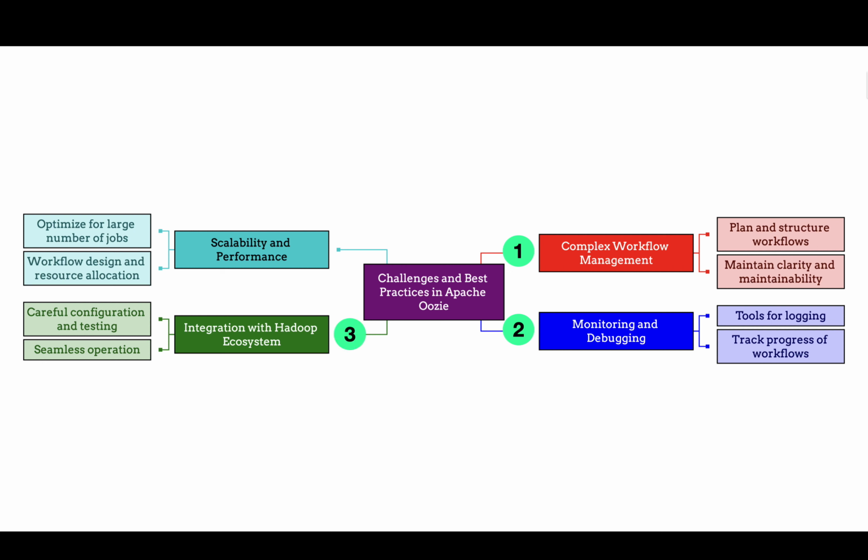3. Integration with Hadoop ecosystem. Oozie integrates with various components of the Hadoop ecosystem but requires careful configuration and testing for seamless operation. 4. Scalability and performance. While Oozie scales well, performance can be a concern for very large numbers of jobs. Workflow design and resource allocation should be optimized for the environment.